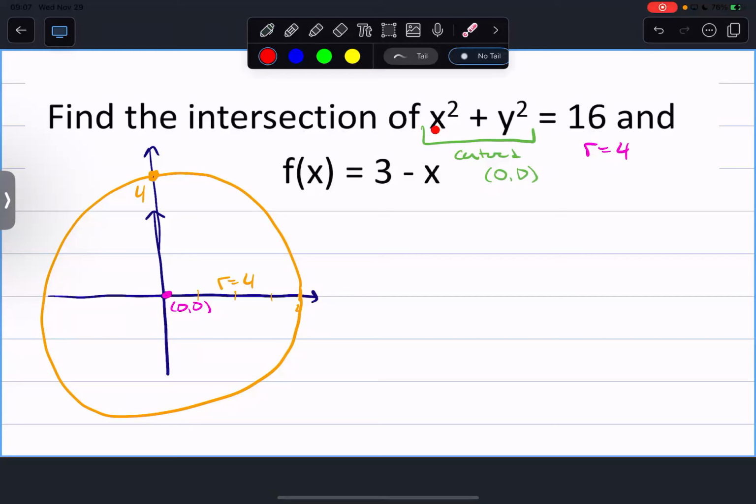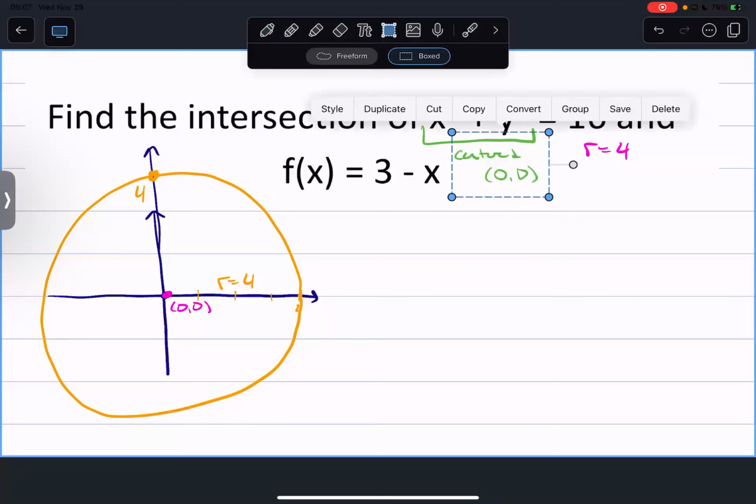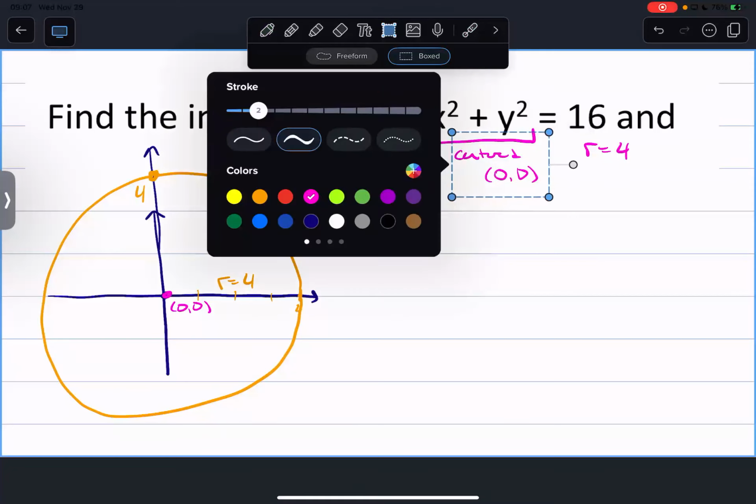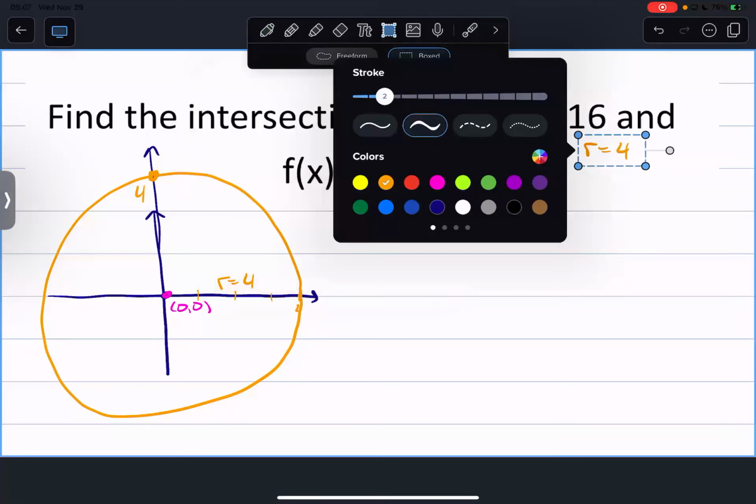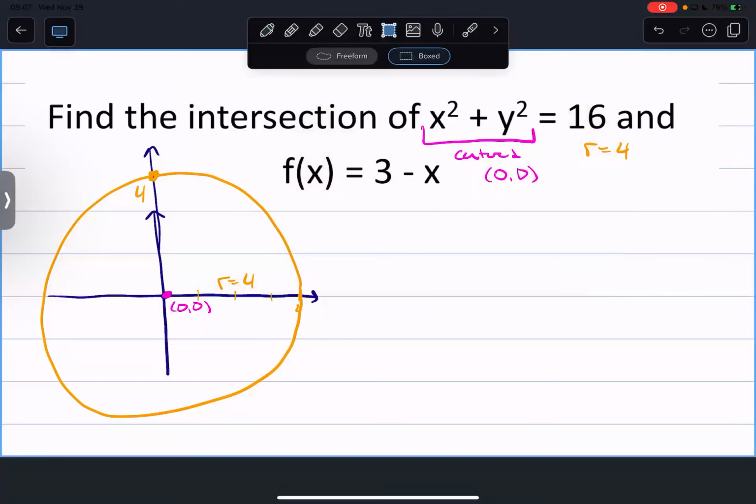Because for the general equation, it's x minus h and y minus k. But if there's nothing being subtracted, then it's (0, 0). Nice. Okay. Wow, my colors don't match at all. Gonna rectify that by doing... ding. Nice.